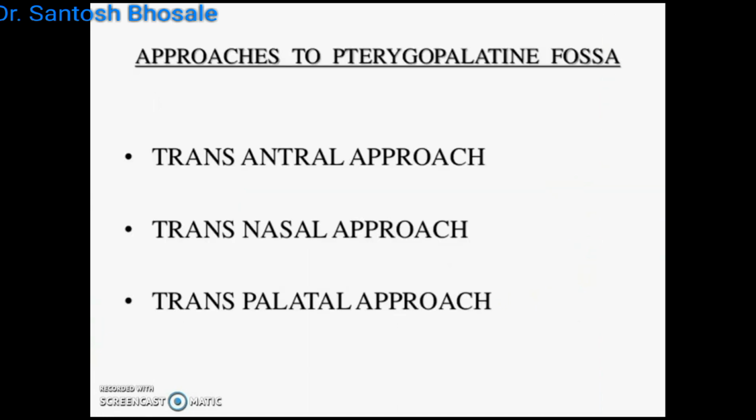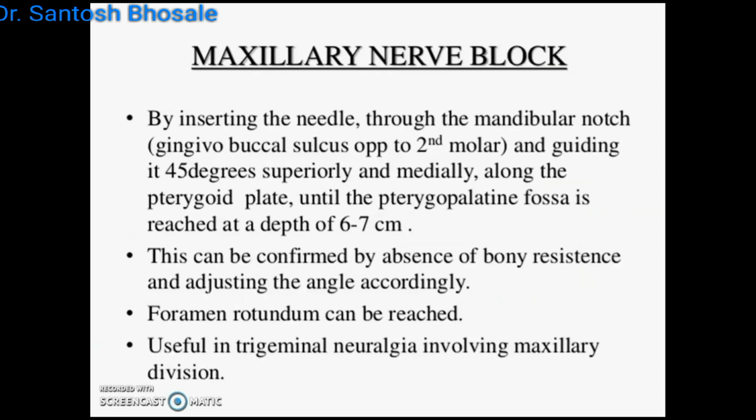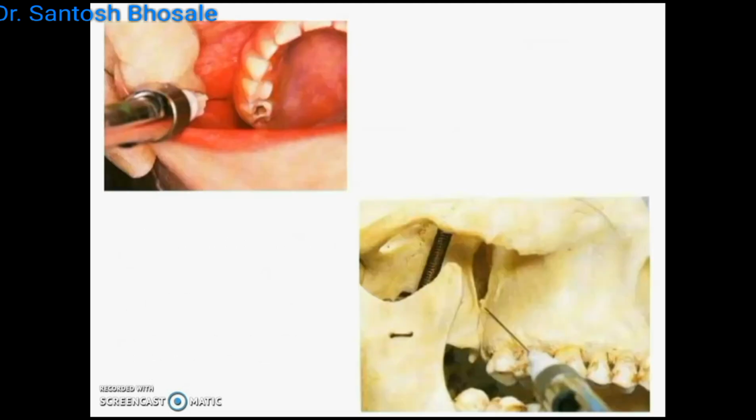And how to approach the pterygopalatine fossa? 3 approaches: transantral, transnasal and transpalatal. And this is the site of the maxillary nerve block, by inserting the needle 45 degrees superiorly and medially along the pterygoid plate until the pterygopalatine fossa is reached, like this, and then the maxillary nerve is anesthetized. Why do you need this maxillary nerve block?